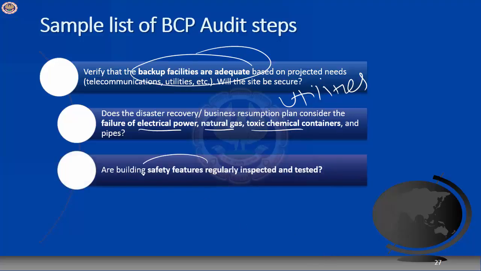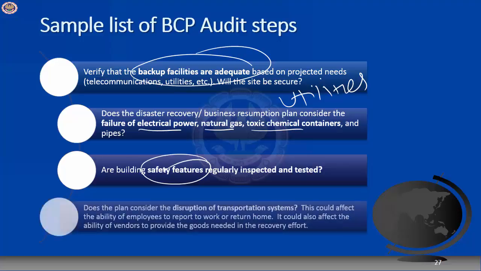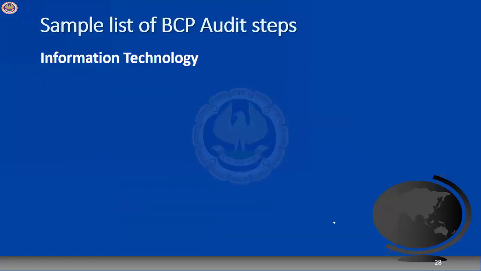You also need to look at the safety features pertaining to the building, whether these have been inspected and whether these have been updated. You also need to look at the transportation in the case of emergency. Now, this transportation could be for the purpose of evacuating the people from the area of work or the area of disaster, or it could also be pertaining to transportation arrangements which are required to bring the employees to a new area of work or to the offsite location.